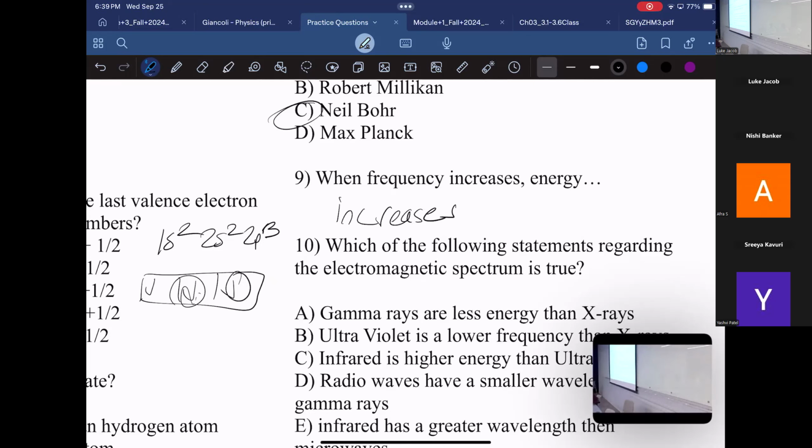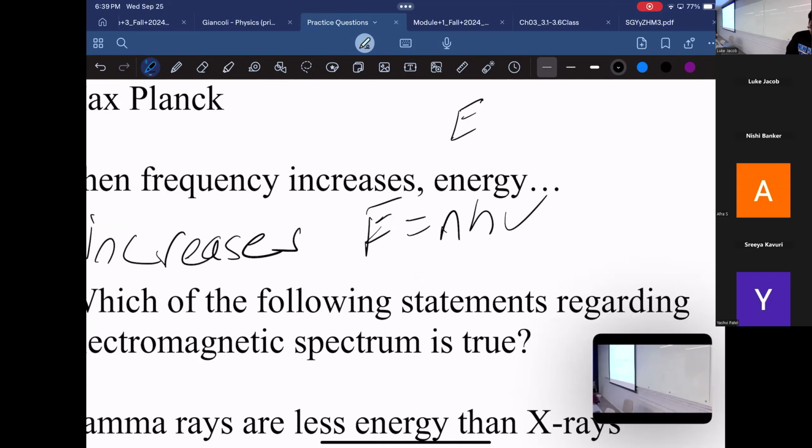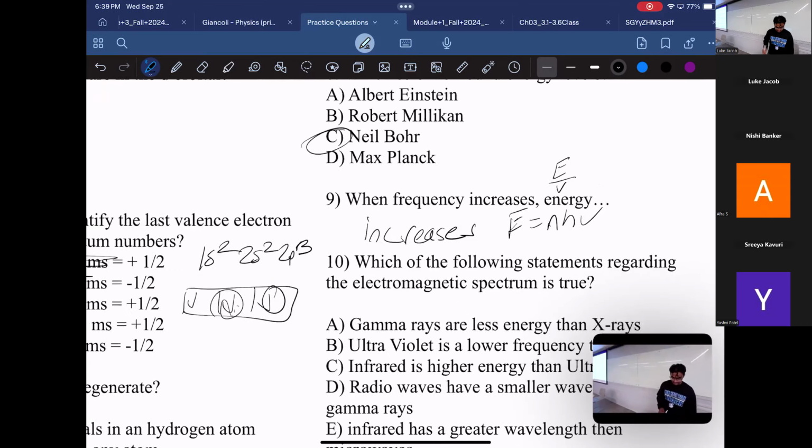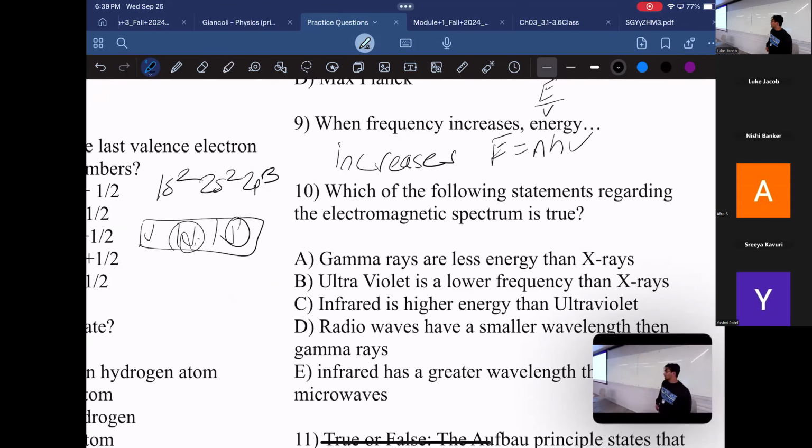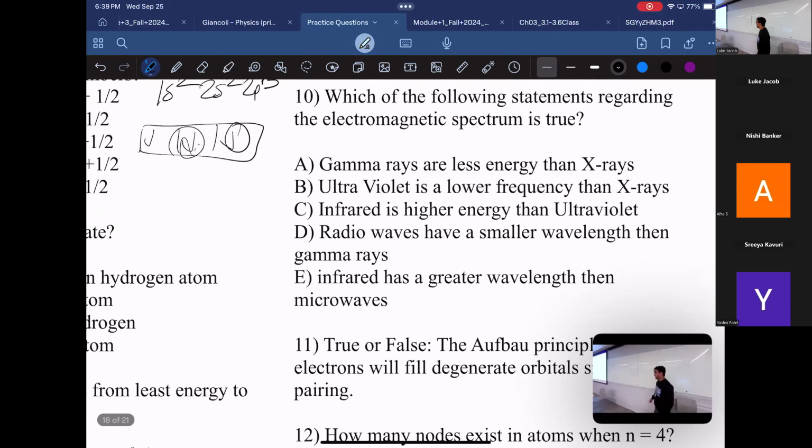So it's E equals nhv, right? When I write it like this, I'm trying to convey that it's a direct relationship. When you see stuff like this, it's a direct relationship. That is an important concept in general. Does anyone have questions about that? Okay, good. I know a lot of people probably didn't know this one.